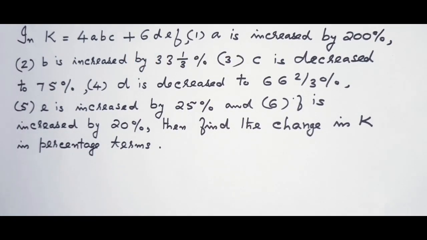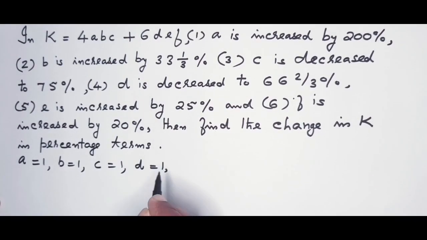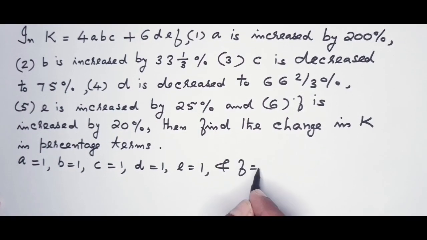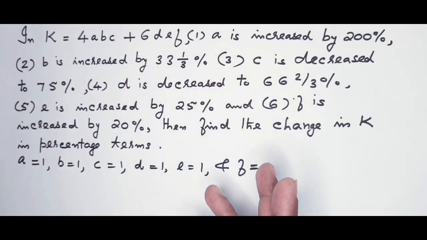Here we don't know the original or initial values of the 6 variables A, B, C, D, E, F. So the best strategy to handle problems of this kind is to choose A as 1, B as 1, C as 1, D equal to 1, E equal to 1, and F equal to 1. It doesn't matter what values we choose, because the percentage change in K does not depend on any specific values assigned to the variables initially. By choosing one, it will ease the calculation and you will get to the answer as fast as possible.